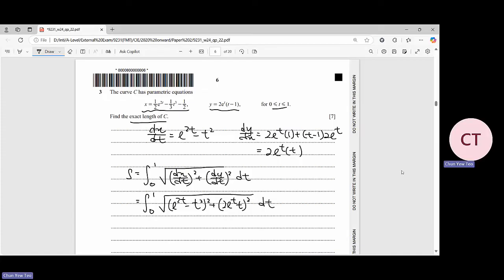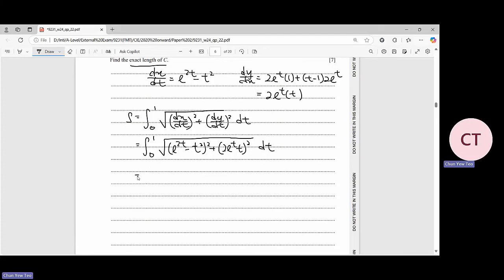Expand, simplify, and we shall be able to see how to integrate them. So over here we have e power 4t minus 2t square e power 2t plus t power 4 plus 4t square e power 2t dt. So we can see that these two can be cancelled off. It cannot cancel exactly, just minus them to combine them together.